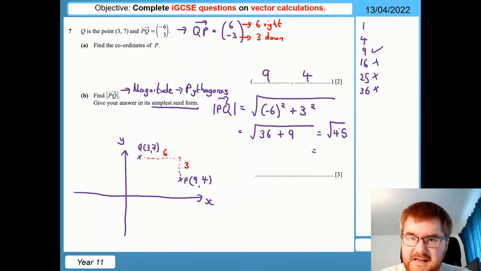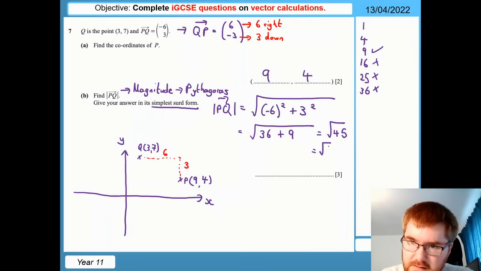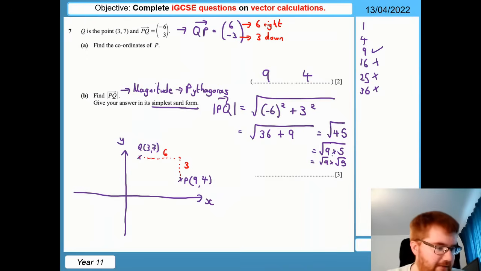So we need to break this down to two numbers that multiply to give us 45. That's going to be 9 and 5. And then we can separate this out. I'm kind of running out of space, but I think I'm going to get there.